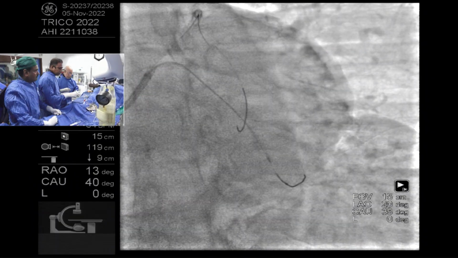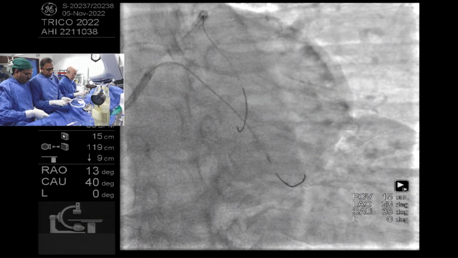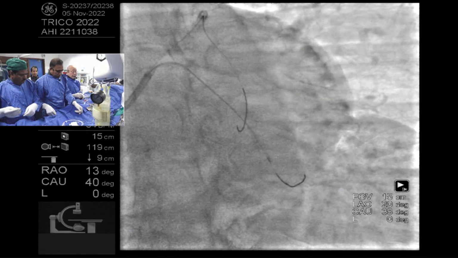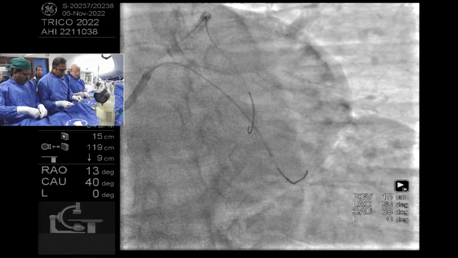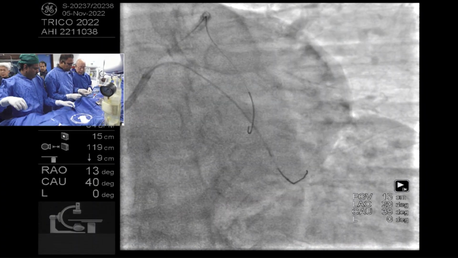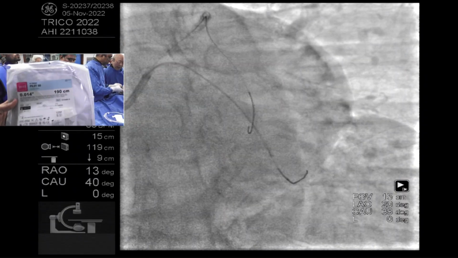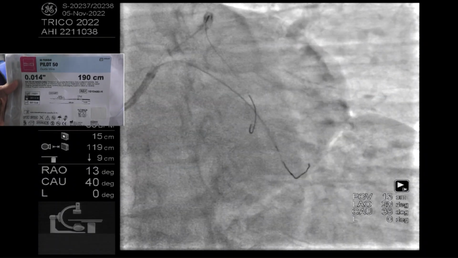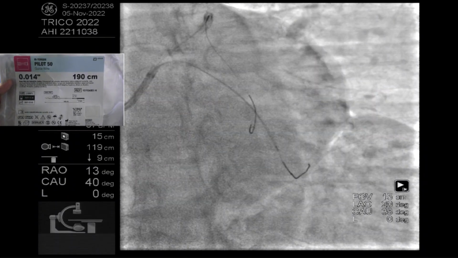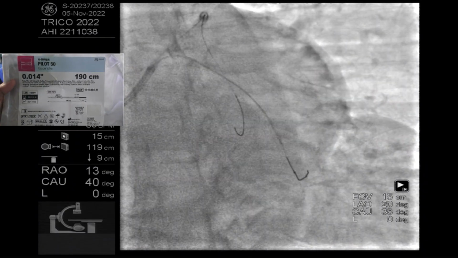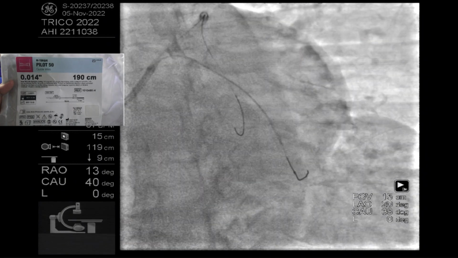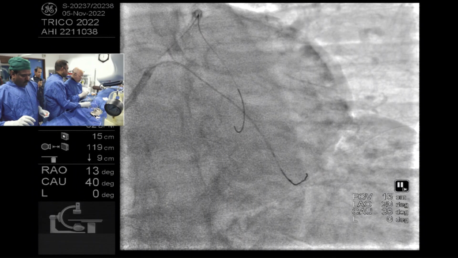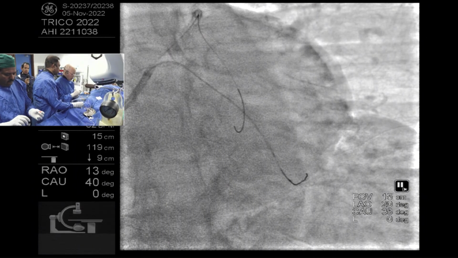There are two parallel OMs. Why can we not leave this OM? And the Sion? I think we had the Sion hydrophilic wire. I think we had the Sion Blue as our first wire, and then it was Fielder XT, and now the P50. The pilot should go. We're praying for you. I think the last one, the torque transmission of the Fielder went, so a fresh wire I think will be good.